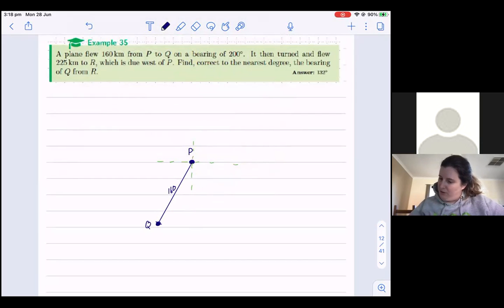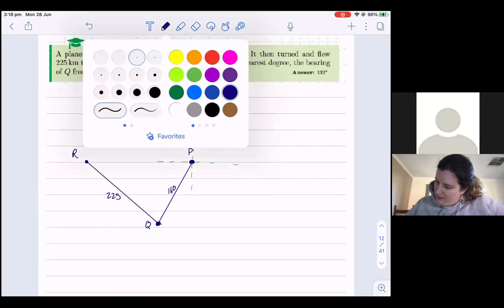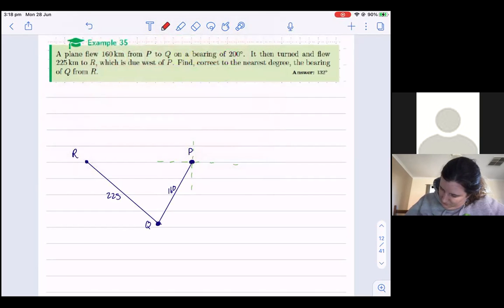It then turned and flew 225 kilometers to R, which is due west of P. So R must be this way because that's straight west of P. And we want to know the bearing of Q from R. So what we're asked is this one.